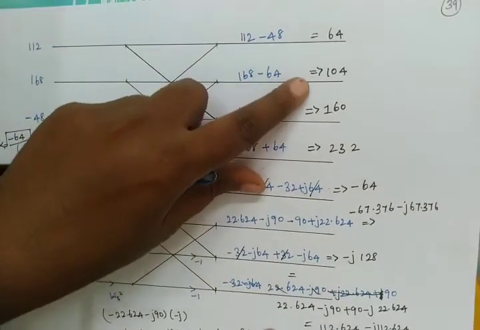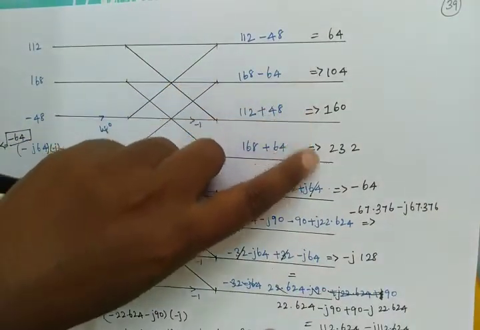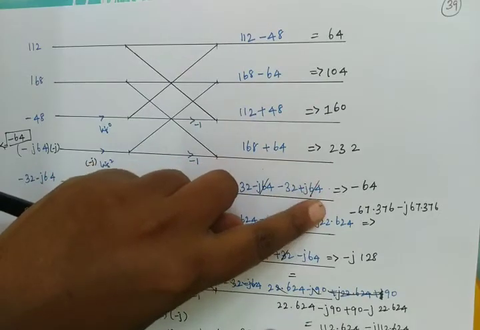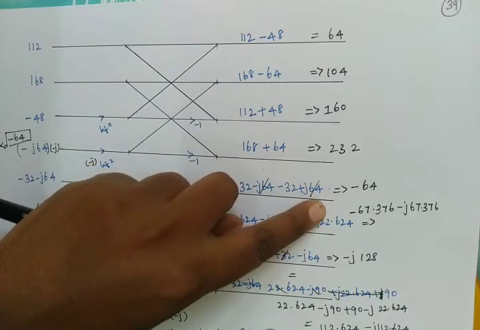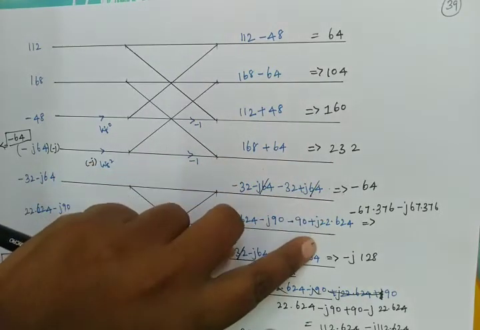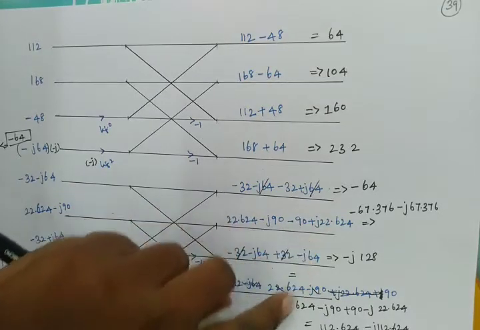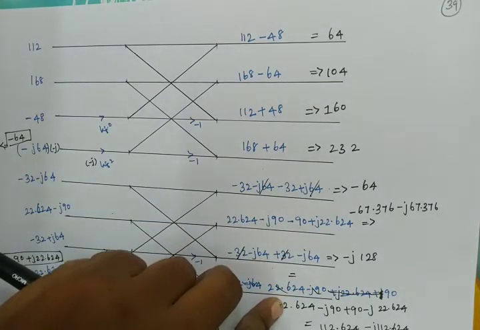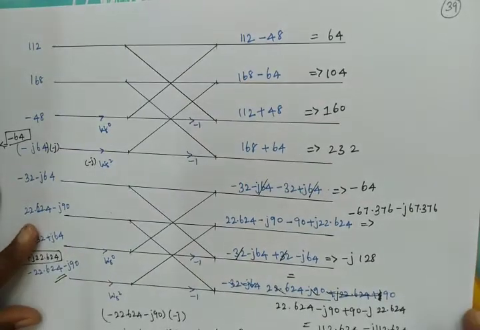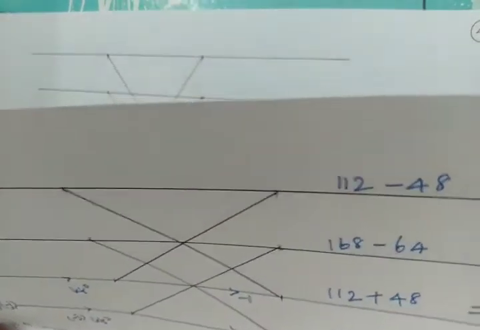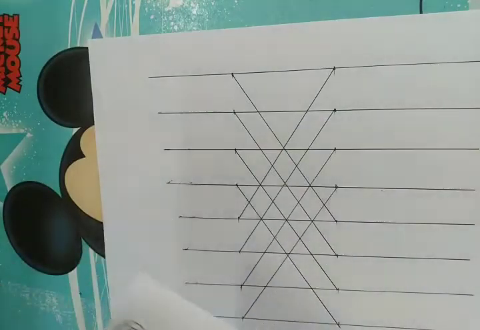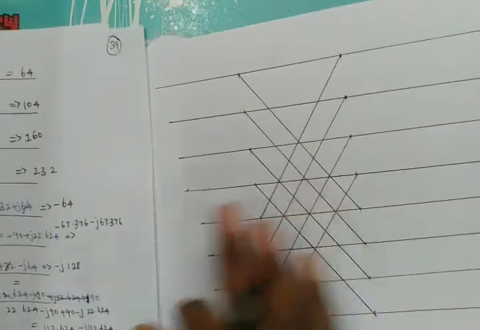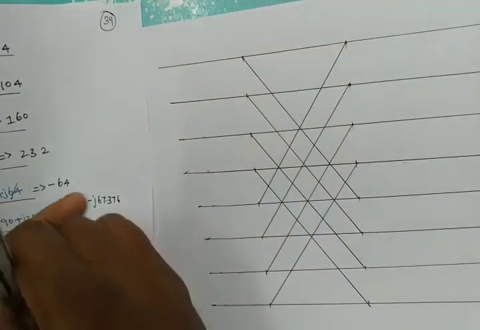64, 104, 160, 232 minus 64, and here it is minus 67.376 minus j 67.376, minus j 128, here it is 112.624 minus j 112.624. Now what we have to do? Let us move on to the next step. Now copy this answer here. Now what we have to do is just copy this answer here.